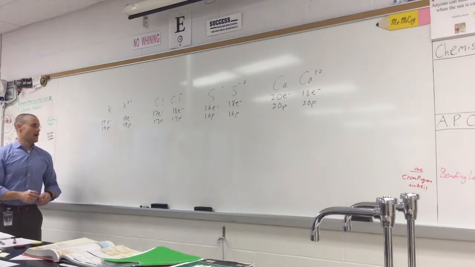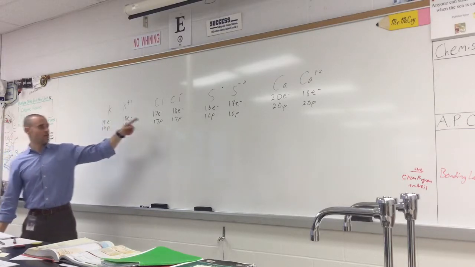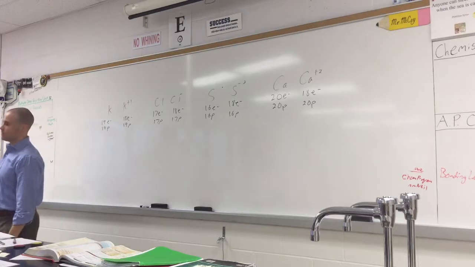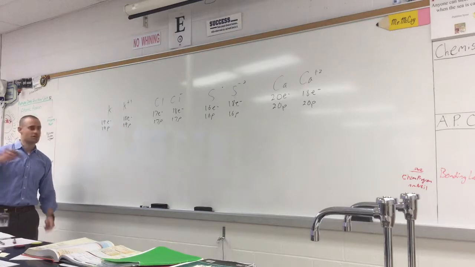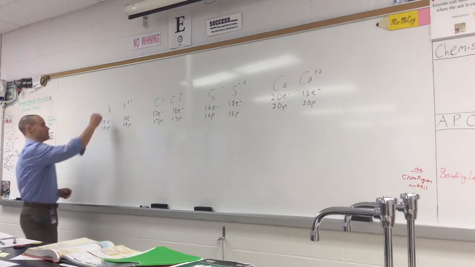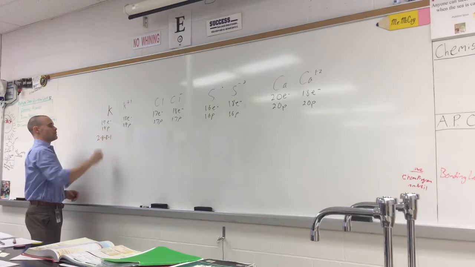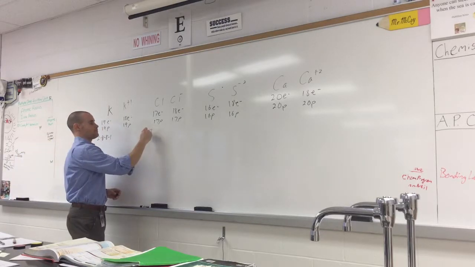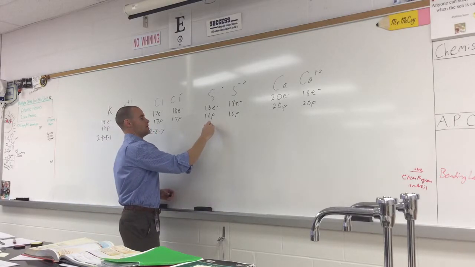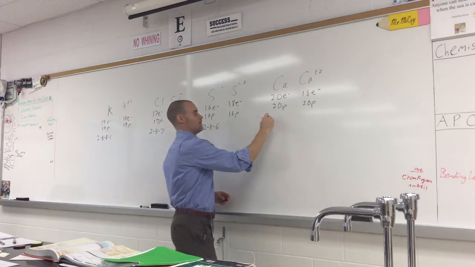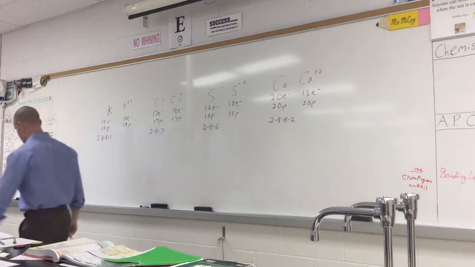Now, who can read me the electron configuration for all of the atoms up here? Who have I not talked to today? Morgan Thomas, I don't think I've called on you. What's the electron configuration for K? 2881. Good. What about Cl? 287. What about S? 286. And Ca? 2882. Very good. So we're all writing this down.